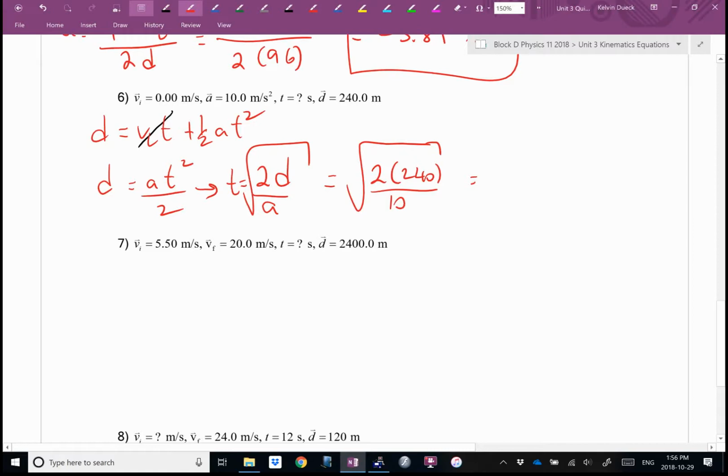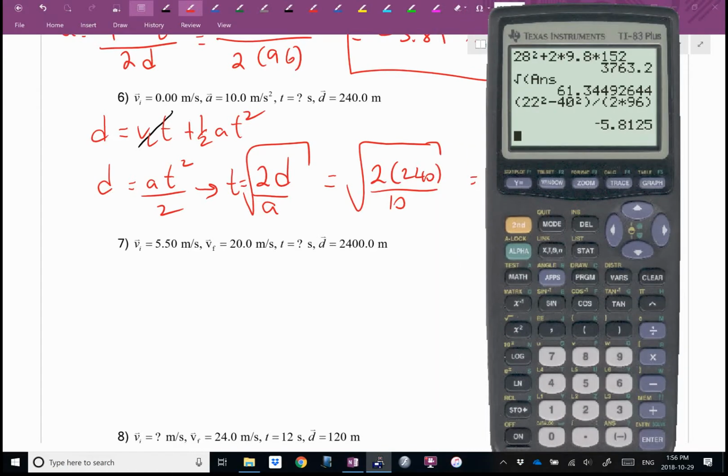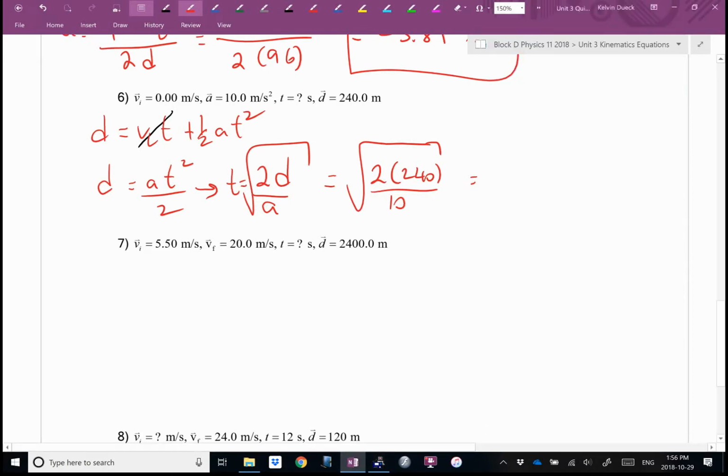Can I do that in my head? It's going to be square root of 48. It's going to be 7.1. 7.0 something. No, 6.9. It's less than 49, Mr. Dueck. 2 times 240 divided by 10. Square root of 48. So square root of 49 is 7. So it's going to be a little less than 7, like 6.9, yeah, 6.93. Is that right? No? Yes?